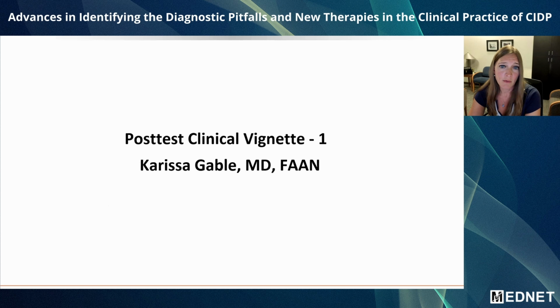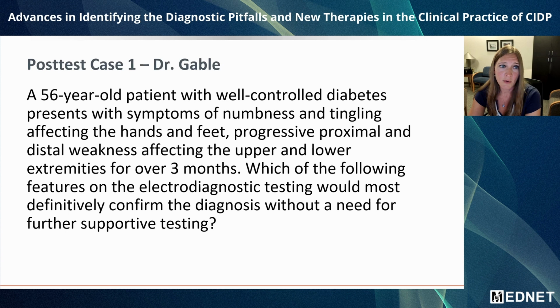So I will talk about the last post-test question here before I transition over to Dr. Allen. So again, the 56-year-old patient with well-controlled diabetes presents with symptoms of numbness and tingling affecting the hands and feet, progressive proximal and distal weakness affecting the upper and lower extremities for over 3 months. Which of the following features on the electrodiagnostic testing would definitively confirm the diagnosis without a need for further supportive testing?